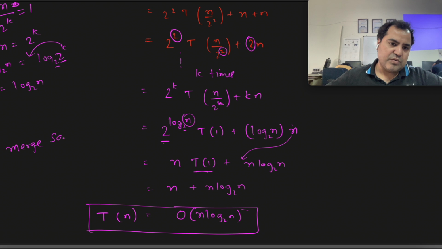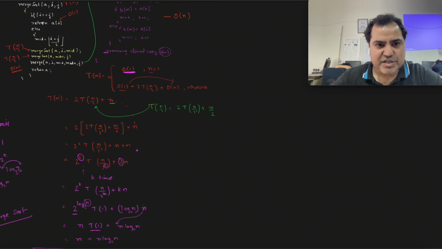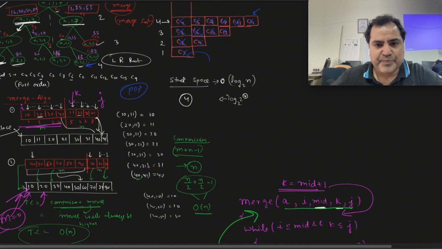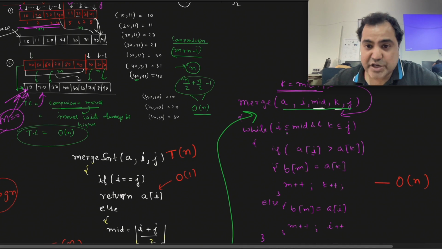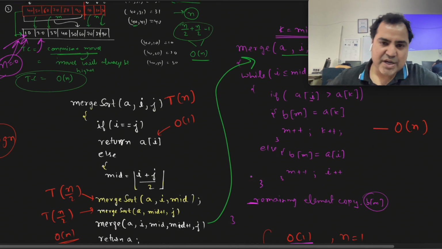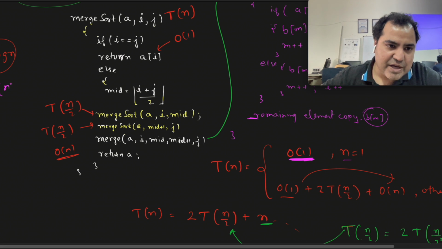So now I will just revise all these things, right? This is what we have seen in the last lecture. Time complexity of the merge algorithm is order of n. Time complexity of merge sort is order of n log n, right?